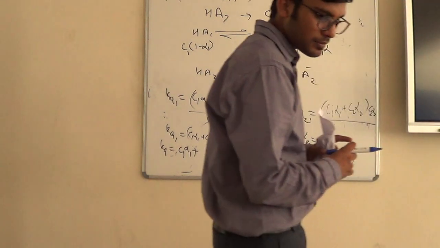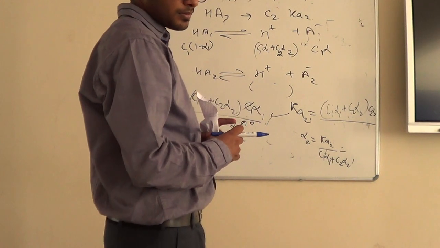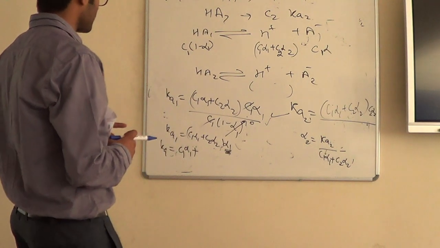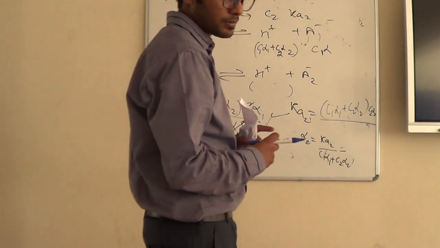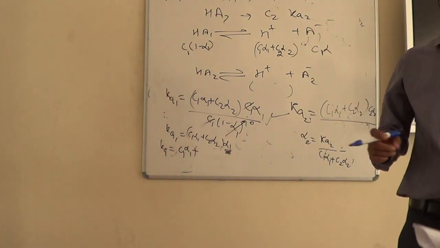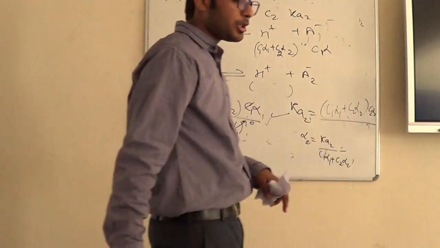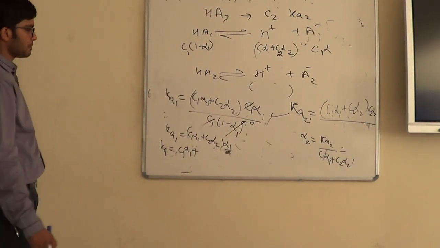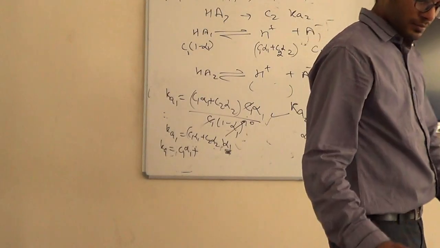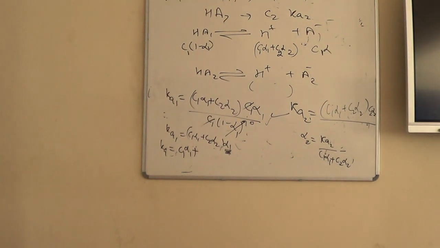You just need a relation. So K1 equals C1 alpha 1 plus C2 alpha 2, with alpha 2 related through K2 by K1. Just replace K1 and K2 to get alpha. Can I write alpha 1 by alpha 2 equals K1 by K2? Yes. So I can write K1 equals C1 alpha 1 plus C2 alpha 1 times K2 by K1.